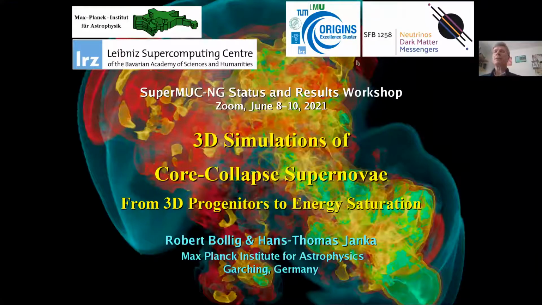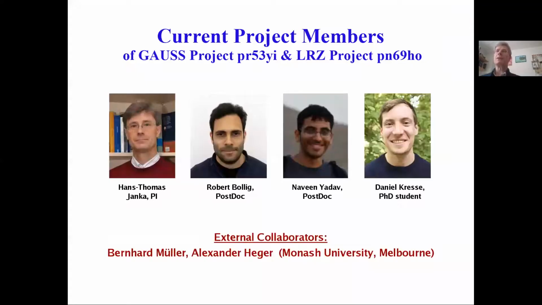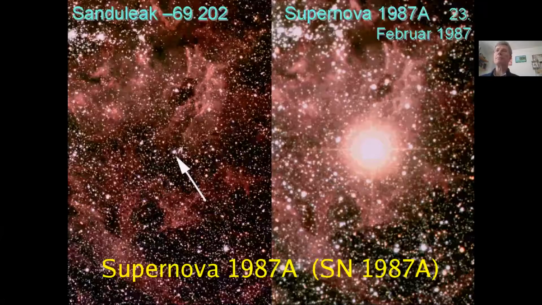It is a great pleasure to introduce our SuperMUC NG project to you, together with my postdoc Robert Bollig. The project is concerned with 3D simulations of core collapse supernovae, and the particular question of how they evolve from 3D progenitors to the state of energy saturation during the explosion. The team consists, besides Robert Bollig and myself, of Naveen Yadav, a postdoc, and PhD student Daniel Kresse. We also have external collaborators Bernhard Müller and Alexander Heger at Monash University in Melbourne.